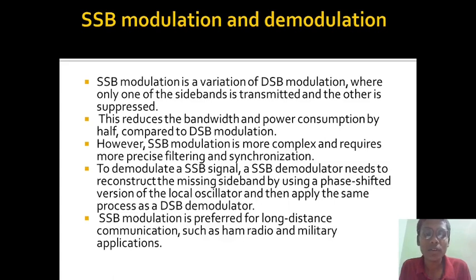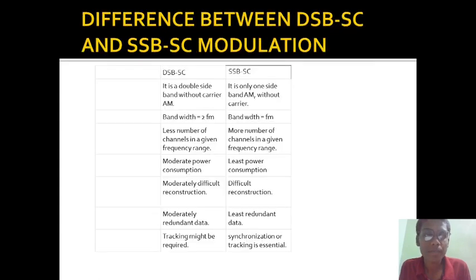To demodulate an SSB signal, an SSB demodulator needs to reconstruct the missing sideband by using a phase shifted version of the local oscillator and then apply the same process as a DSB demodulator. SSB modulation is preferred for long distance communication such as ham radio and military applications.